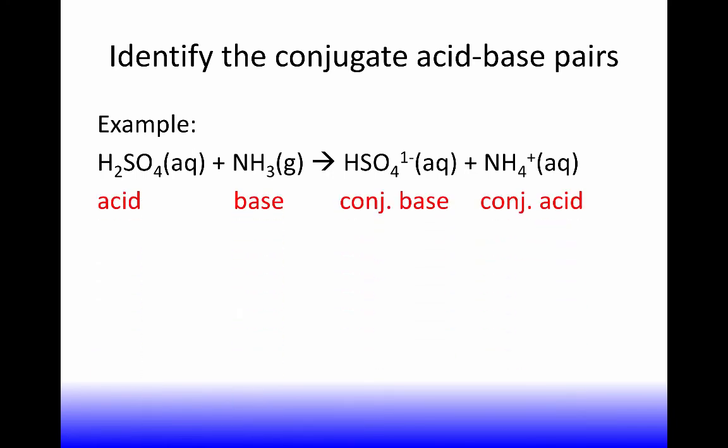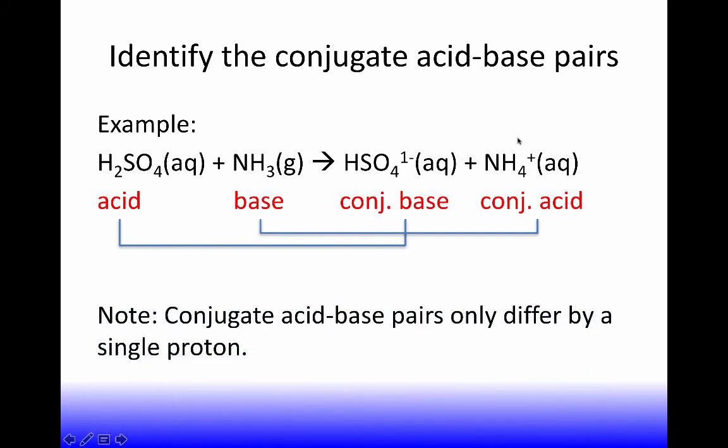So again, we write the titles underneath or above, and then we connect the pairs. The acid will go with the conjugate base. The base will go with the conjugate acid. And you can see that if you look at them carefully, they're only differing by a single proton, by one hydrogen ion. So this one's got 2, this one's got 1. This one's got 3, this one's got 4. So the ones that are paired together, the base and conjugate acid and the acid and conjugate base, only differ by one hydrogen ion.